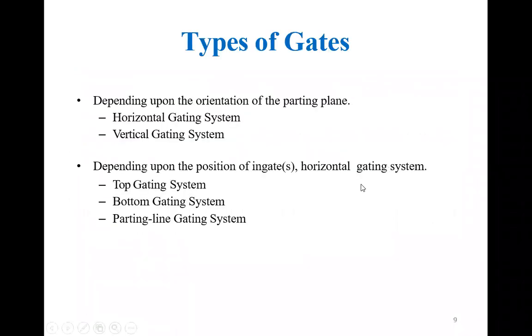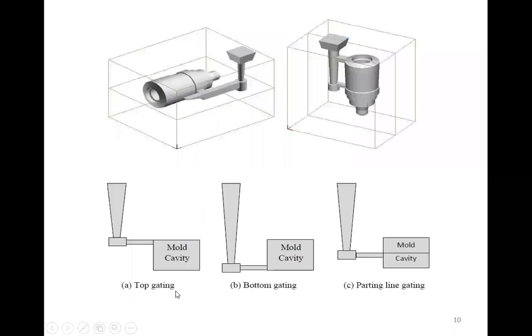So what are the different types of gates and how are they arranged? Depending upon the orientation of the parting line, there are two types of gating systems: one is a horizontal gating system, and the second is a vertical gating system. The next classification depends upon the position of the in-gates, that is, where you place the mold cavity and the sprues: the top gating system, the bottom gating system, and the parting line gating system. These are the three gating systems. These are the diagrams: the first one is the top gating system, then the bottom gating system, and the parting line system.